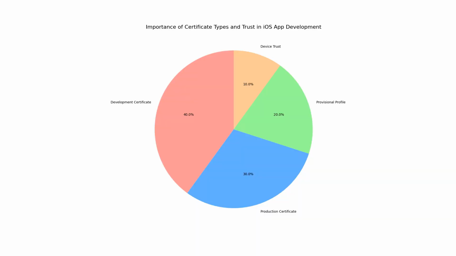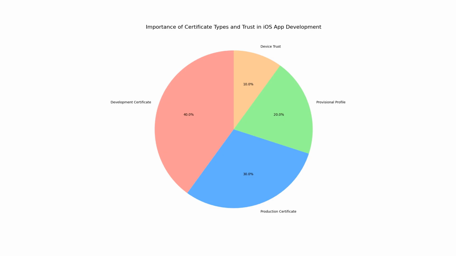The accompanying pie chart titled Importance of Certificate Types and Trust in iOS App Development displays 4 categories and their relative importance. Development Certificate at 40%, Production Certificate at 30%, Provisional Profile at 20%, and Device Trust at 10%. Now, if we take a closer look at this chart, it's clear that the development certificate carries the largest single share at 40%, indicating that it's the most emphasized element in day-to-day development workflows. Following that, we have production certificates at 30%, and when we add those two together, we account for a whopping 70% of the depicted importance.